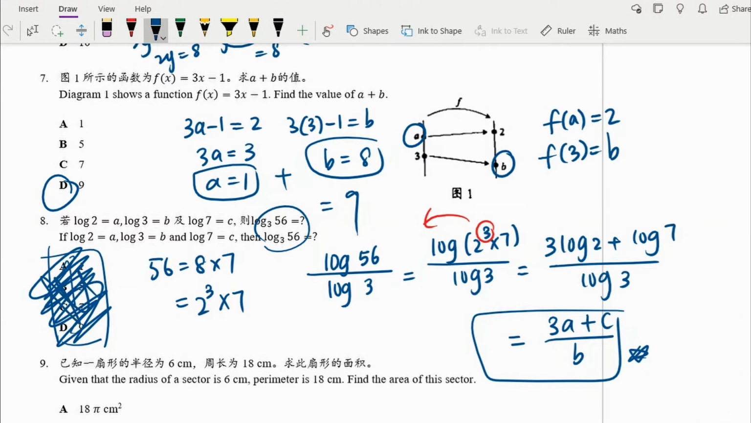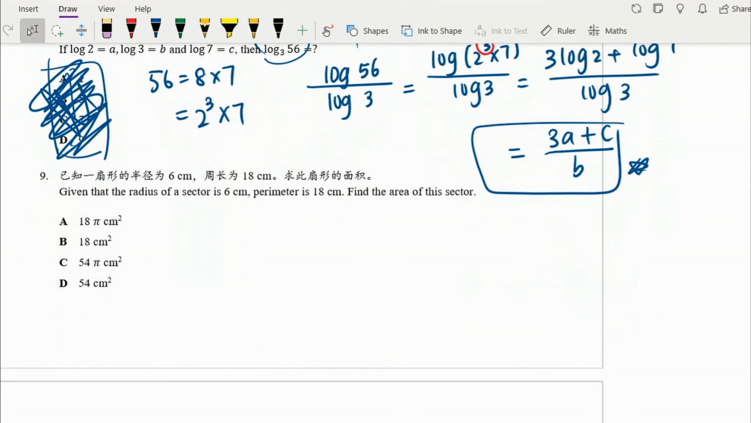Okay, so question number 9. The radius of a sector. So this is a circular measure question.